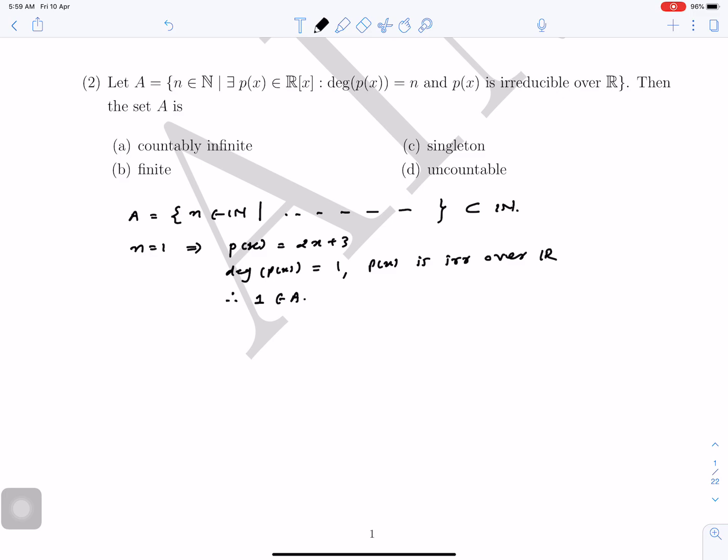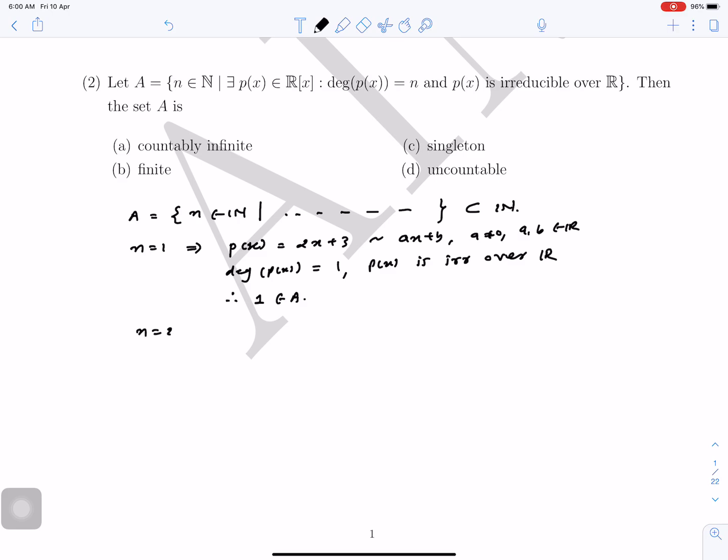Not only 2x plus 3, but you may take ax plus b, where a is not equal to 0 and a, b belong to R. You may consider any polynomial of degree 1, then it will be irreducible over R. So for n equal to 1 we have a polynomial over R which is irreducible. So the degree of p(x) is 1 and 1 is an element of A.